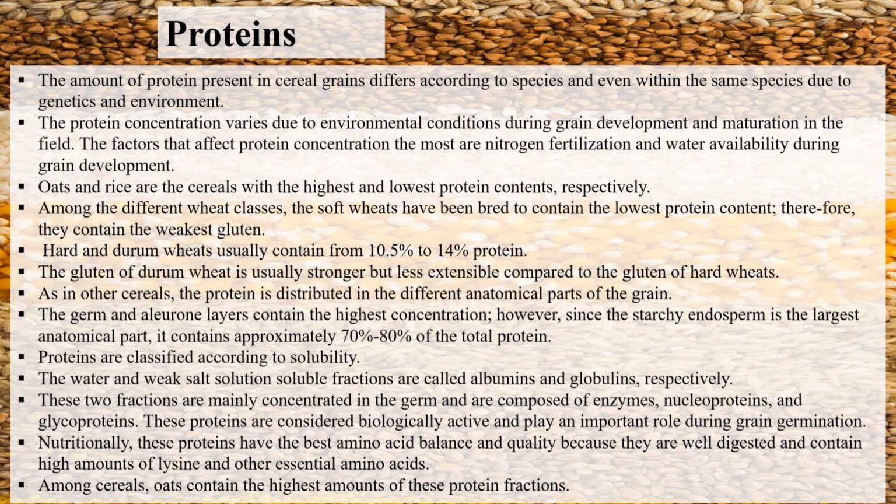The water and weak salt solution soluble fractions are called albumins and globulins, respectively. These two fractions are mainly concentrated in the germ and are composed of enzymes, nucleoproteins, and glycoproteins. These proteins are considered biologically active and play an important role during grain germination. Nutritionally, these proteins have the best amino acid balance and quality because they are well digested and contain high amounts of lysine and other essential amino acids. Among cereals, oats contain the highest amounts of these protein fractions.